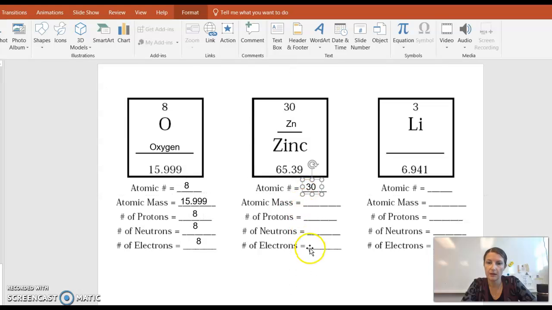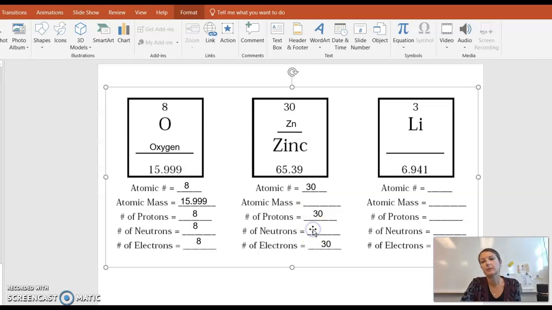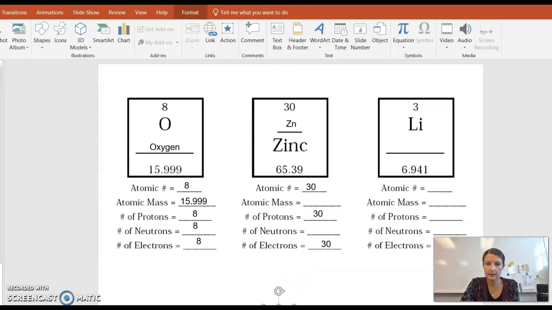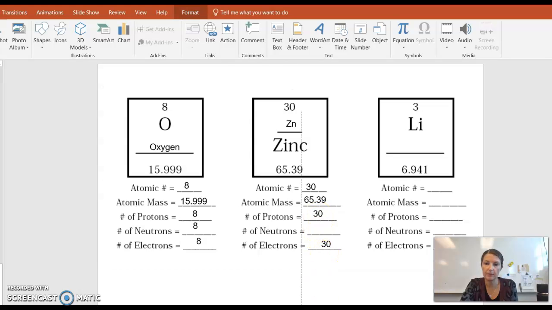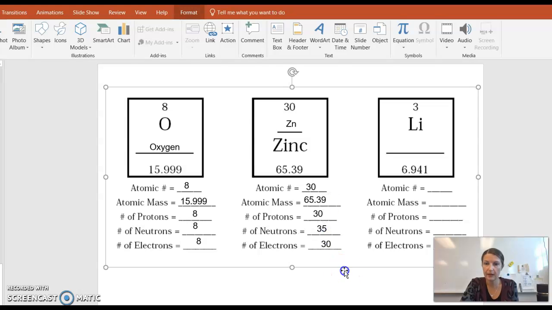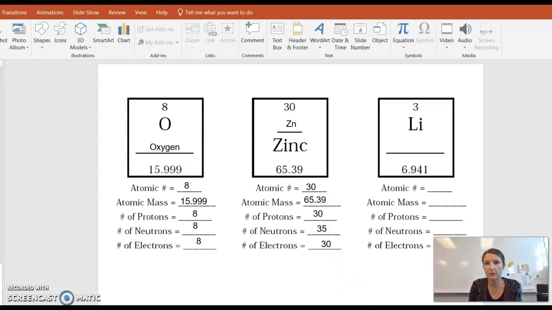And I'm going to go ahead and do protons and electrons while I'm thinking about it, because I know that those are both going to be 30 as well. Okay, so the only thing left is my atomic mass and then number of neutrons. So in this case, they gave me the atomic mass, and it's 65.39. I'm going to round that because it's 0.3 here. I'm going to round it down to just 65. I'm going to take 65 minus my protons, which is 30, and that will give me my neutrons, which ends up being 35.